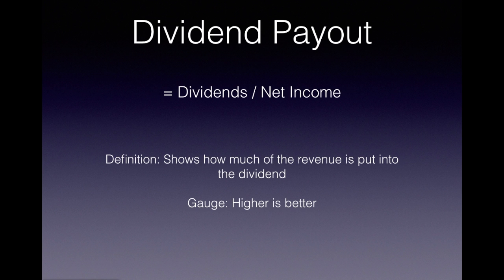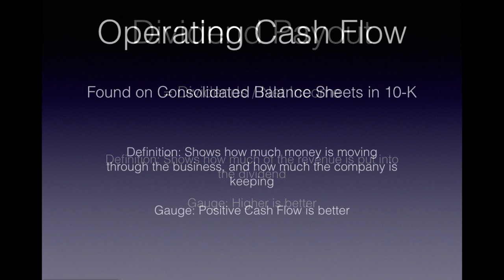So the dividend payout ratio tells you what percentage of the total profit the company is putting into dividends. You want to see a company put a lot of money into dividends, so higher is better.